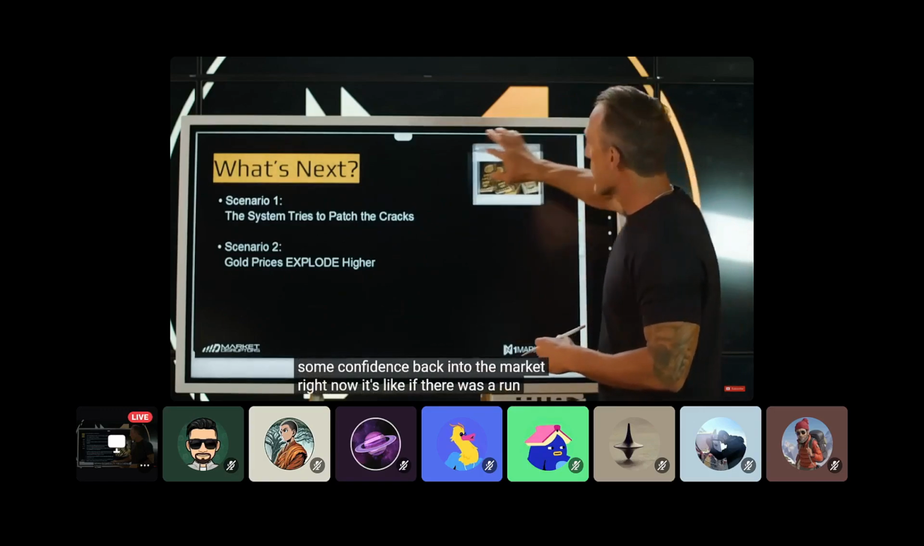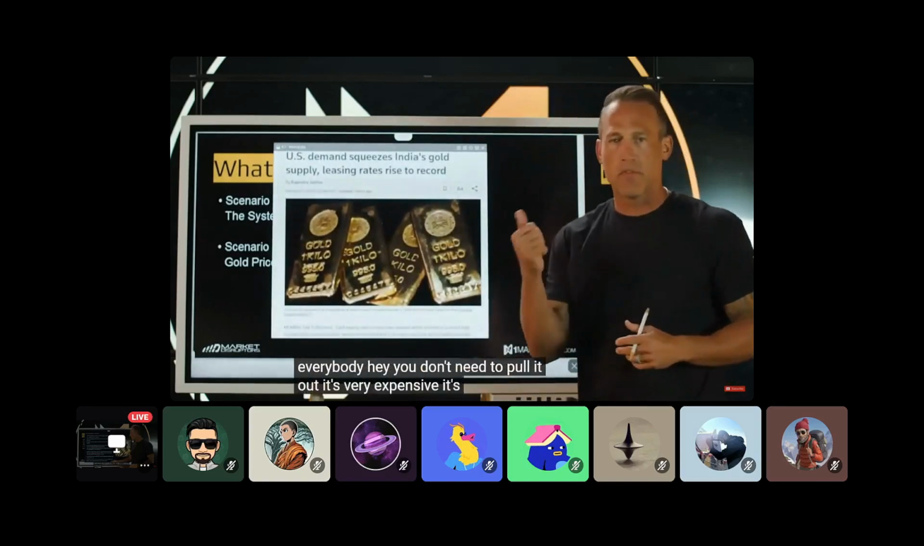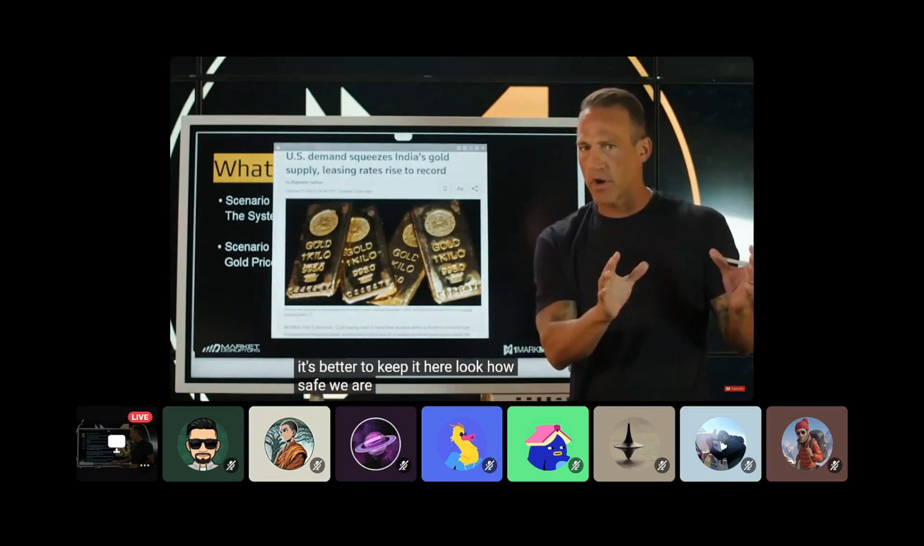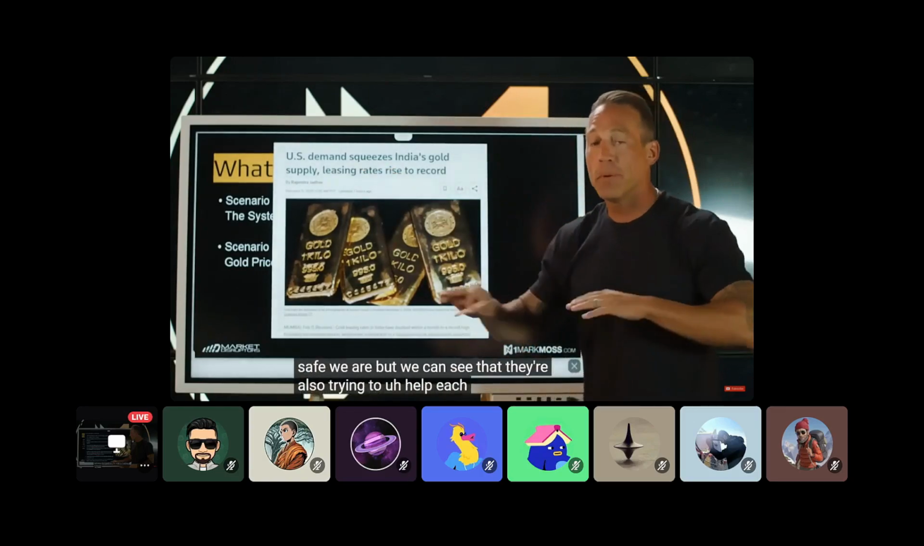Now, it's like if there was a run on the bank, you need to show everybody, hey, you don't need to pull it out. It's very expensive. It's very hard. It's very time consuming to get it out. It's better to keep it here. Look how safe we are. But we can see that they're also trying to help each other out as best they can.